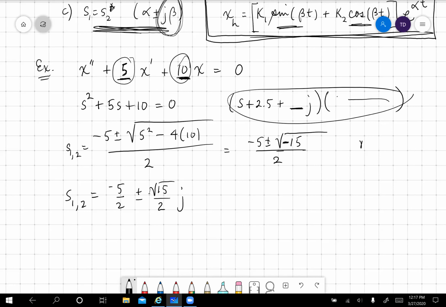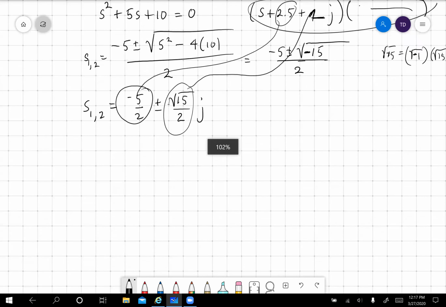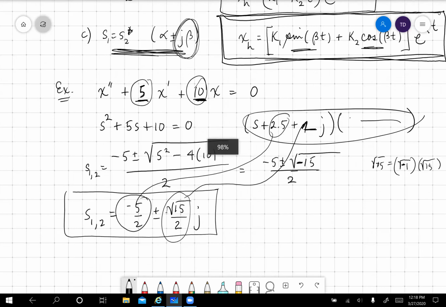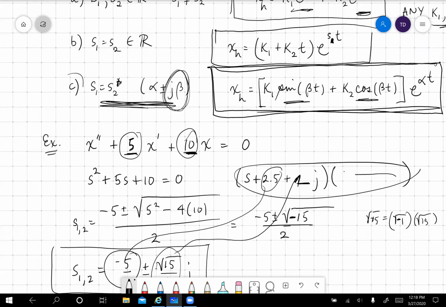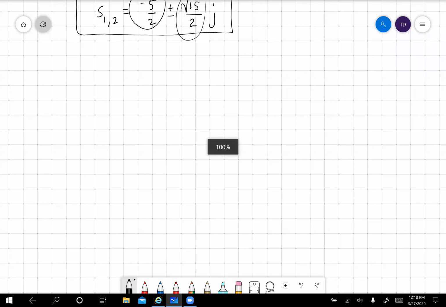So remember, the square root of negative 15 equals the square root of minus 1 times the square root of 15. Up here, you can see that 2.5 is the opposite of that, and this one is going to be here. So these are our values of s. s1 and s2 are equal to this. So this is which category? Well, clearly it's category C. So we're going to take that and write our solution.